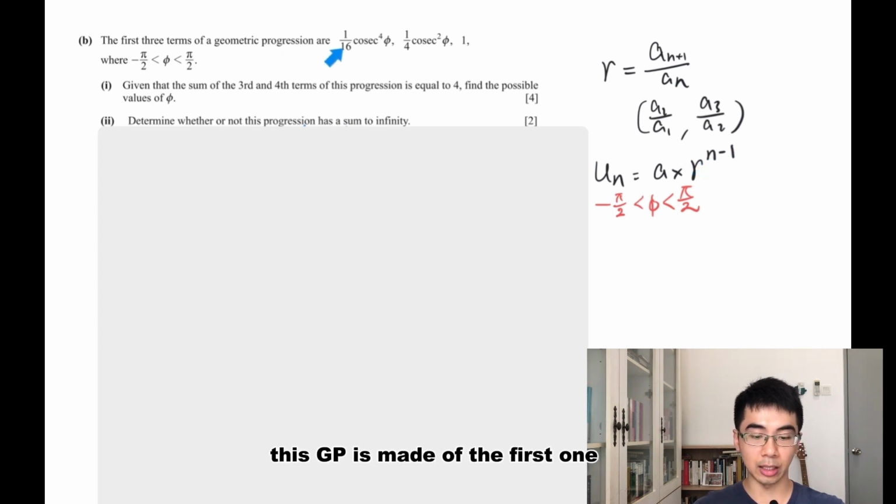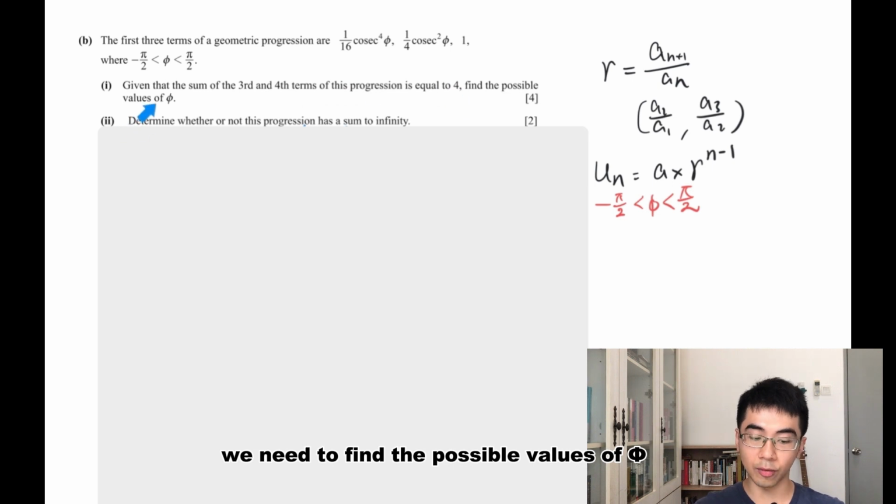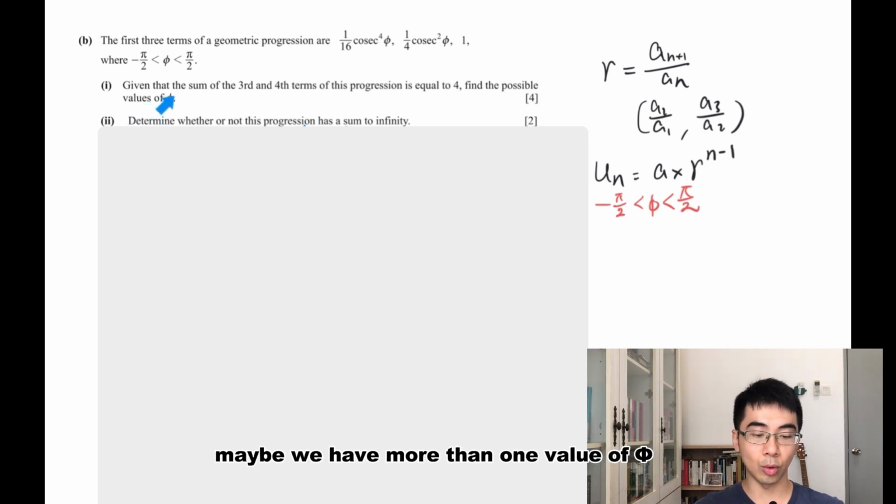This GP is made of the first term, 1 over 16 cosecant phi to the power 4, and then 1 over 4 cosecant phi to the power 2, and then the third term 1, which is a good number, just an integer. And then we also know that the sum of the third term and the fourth term, just 2 terms, is equal to 4. We need to find the possible values of phi. So maybe we have more than one value of phi.